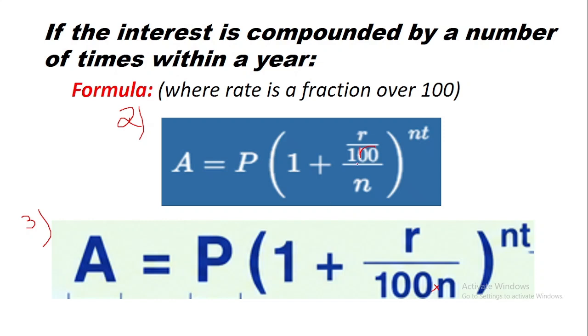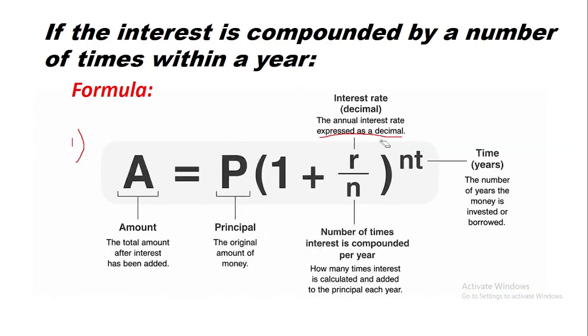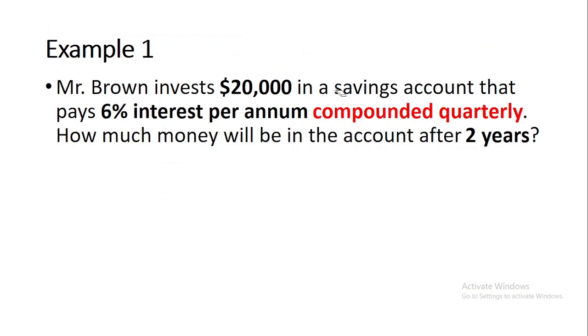So normally, because we have R over 100 for the first formula, if you want to have R over 100 over N, you can. Alright, so with that being said, we're going to utilize this formula right here if the interest is compounded a number of times within a year. And we're going to go back to our first example. Mr. Brown invests $20,000 in a savings account that pays 6% interest per annum, which is compounded quarterly.